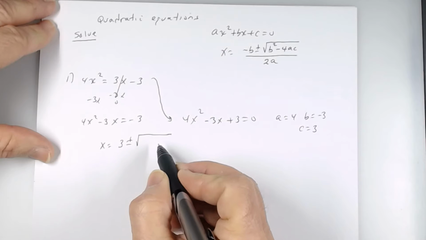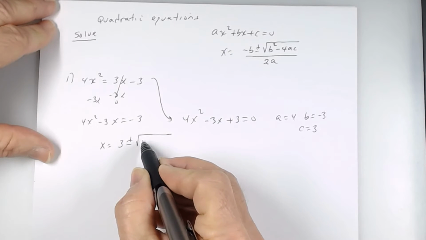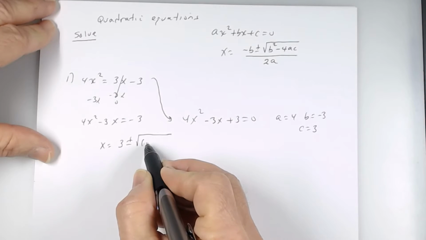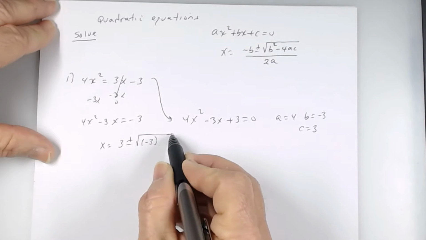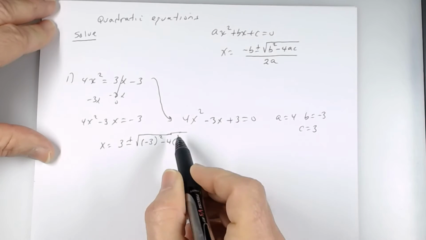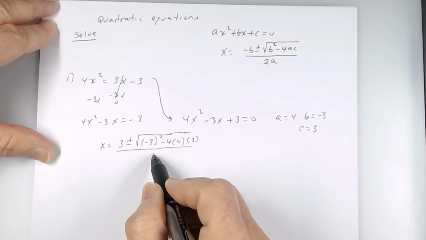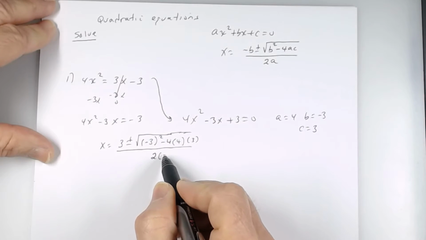We'll talk more about that at another time. But the discriminant, put those in parentheses. So what's b in this case? Negative 3. What am I doing to that negative 3? Squaring it. Minus 4 times a. What's a? Okay, and what's c? 3. All divided by 2 times a, and what's a?